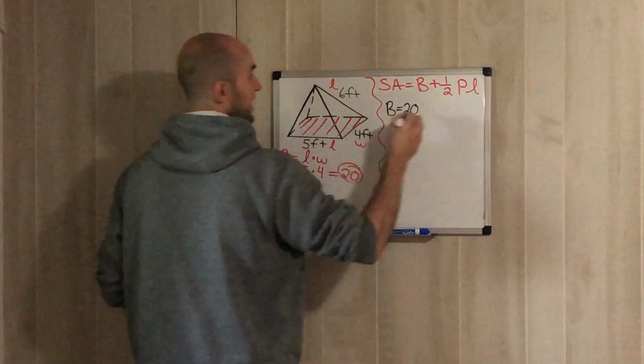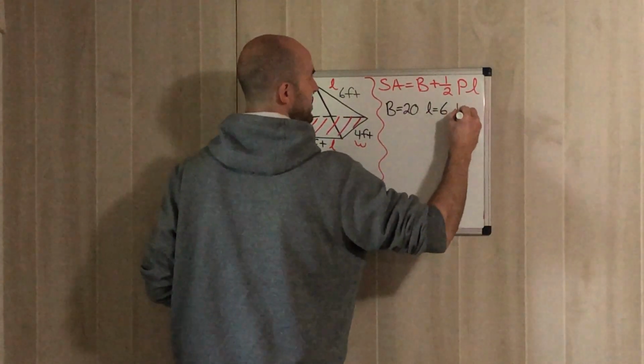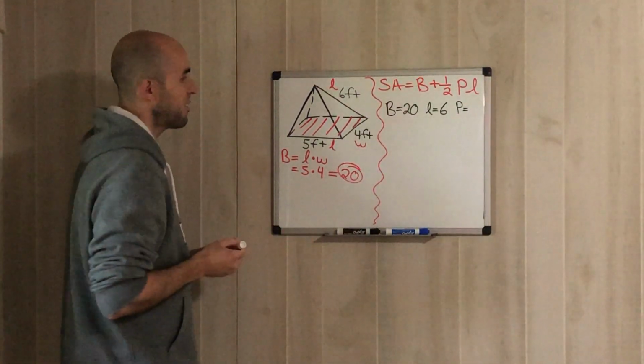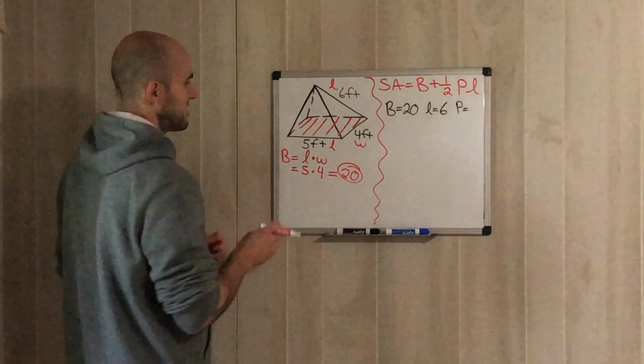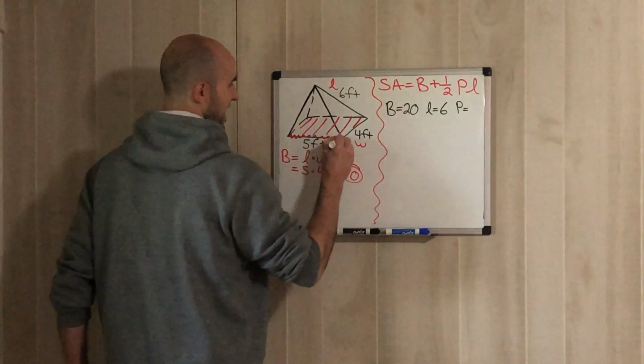We know that the length is 6, and now let's find what the perimeter is going to be, right? And since we're dealing with perimeter again, perimeter of the base, we want to figure out how much space is actually on the outside, right?